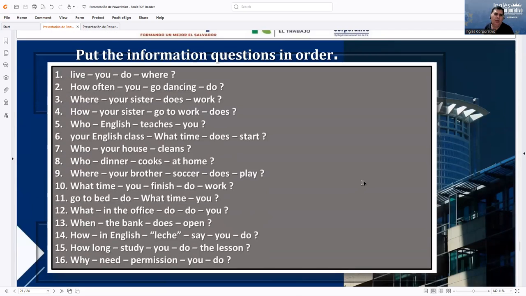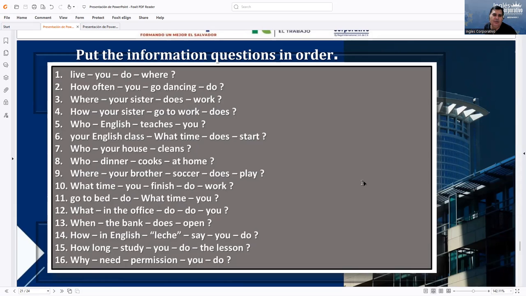Okay. Put the information questions in order. Live you do where? Where do you live? How often you go dancing do? How often do you go dancing? Where your sister does work? Where does your sister work? Four, how does your sister go to work? Five, who teaches you English?